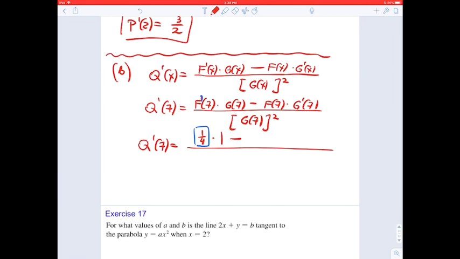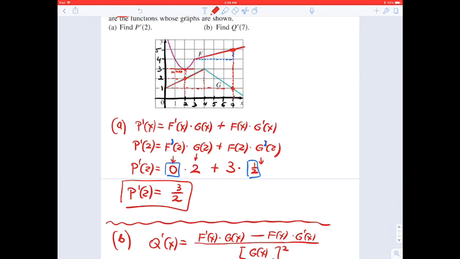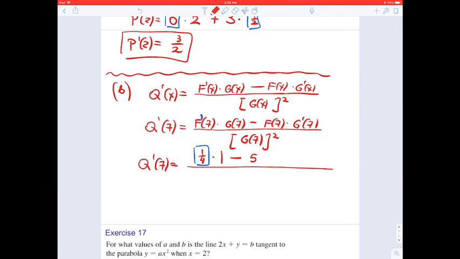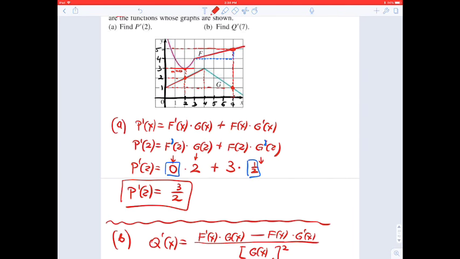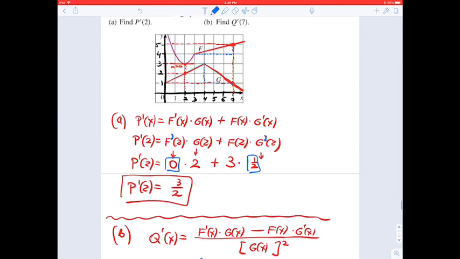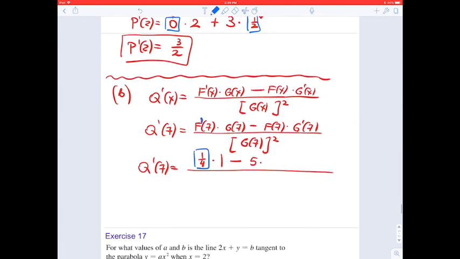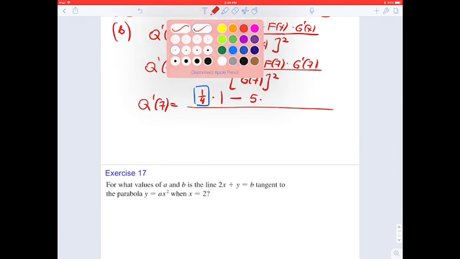Minus f at 7, let's check. F at 7 corresponds to 5. Okay. And g prime at 7 is the slope of the tangent line. That means that's the corresponding point, and the tangent line is that line, which I can make longer. And the slope I can compute as -2, 3. -2 over 3, because it's going down. -2 over 3. This is the slope.